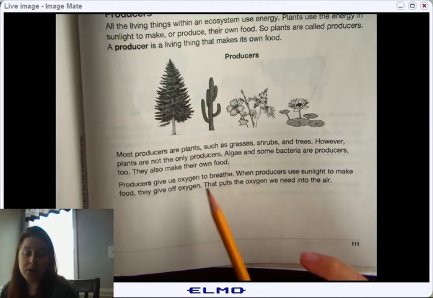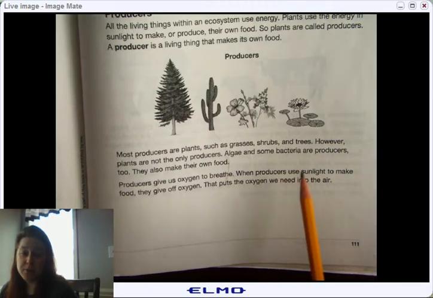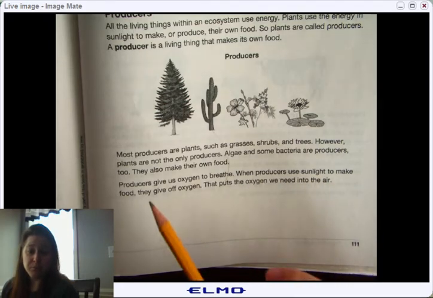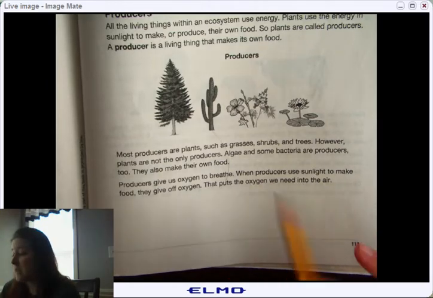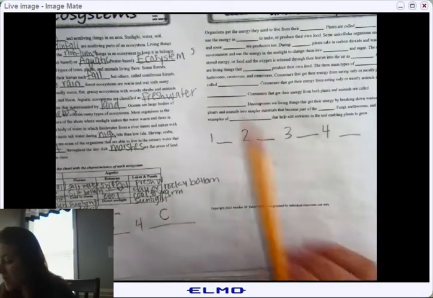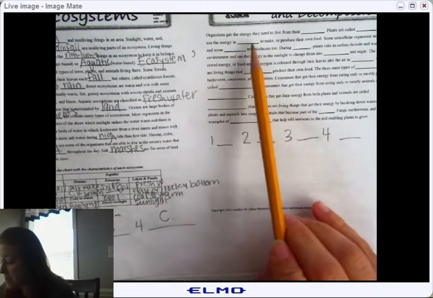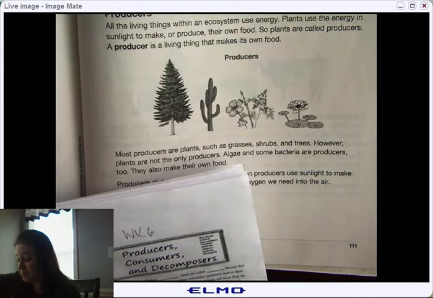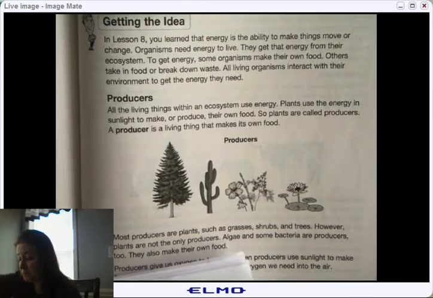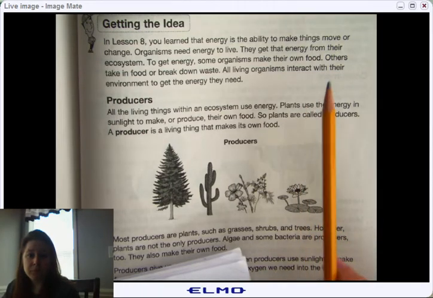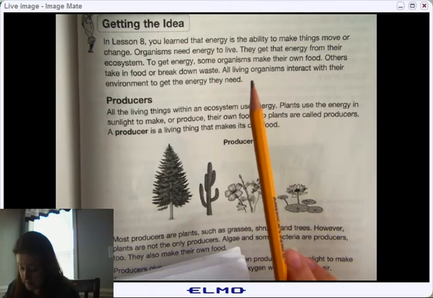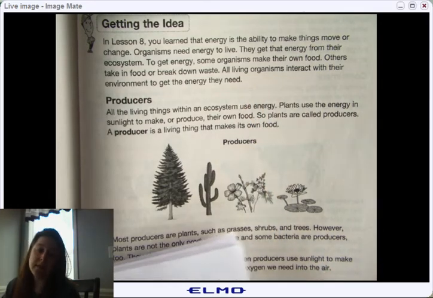Producers give us oxygen to breathe. When producers use sunlight to make food, they give off oxygen. That puts the oxygen we need into the air. So, organisms get the energy they need to live from their ecosystem.